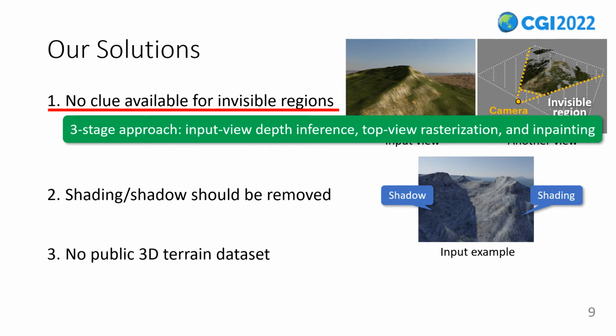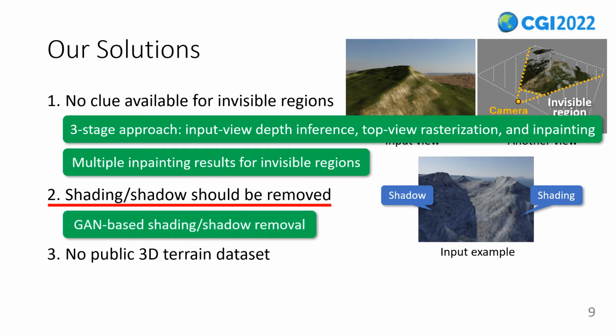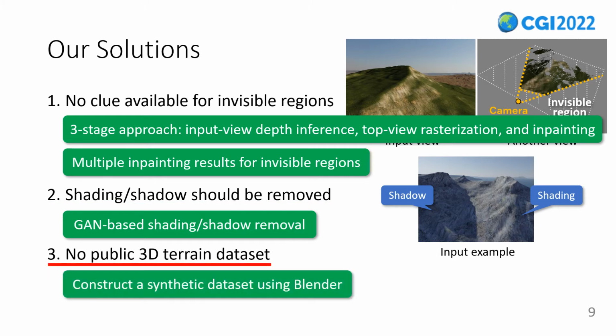For the inpainting, there can be multiple possibilities for the missing geometry and texture, so we offer multiple inpainting results for invisible regions. For shading and the shadows, we employ GAN to remove them. For the dataset, we construct a synthetic terrain dataset using the 3DCG software Blender.